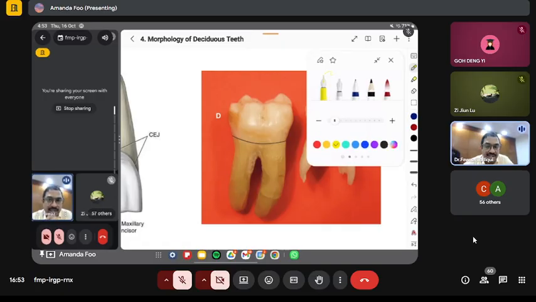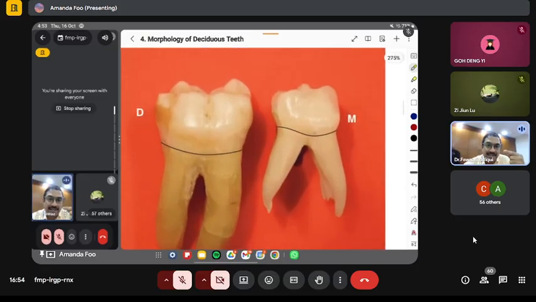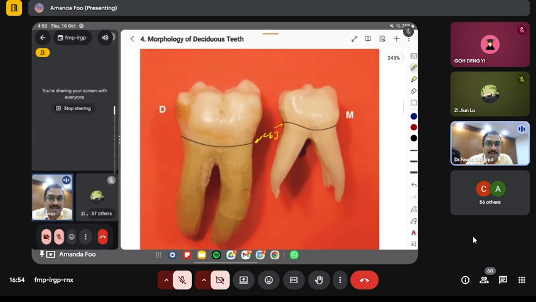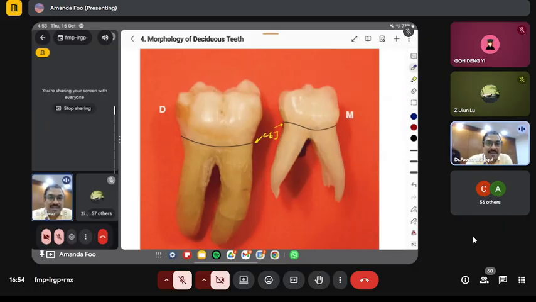So what is marked in the black line is the cervical enamel junction, the CEJ. Okay, so in permanent, you see the CEJ is nice and smooth, but in the M, the primary, it has an S shape. Now this S shape is where, near the M, there is a dip in the cervical margin, because there is a cervical bulge, because of which the cervical line is bulging down.